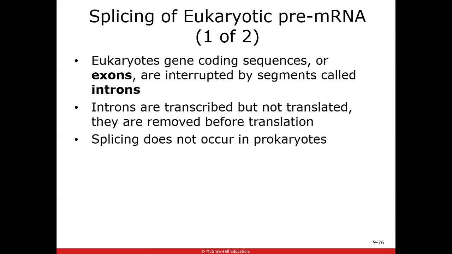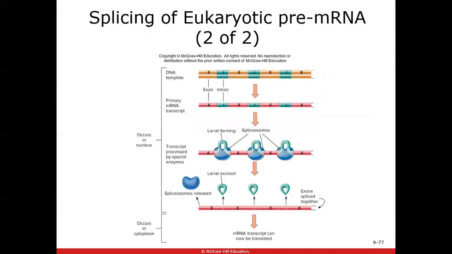So introns are non-coding, so they are transcribed, which means they form messenger RNA, but they're not translated. So that means they do not have transfer RNAs. So they are removed before translation. This type of splicing does not occur in prokaryotes.